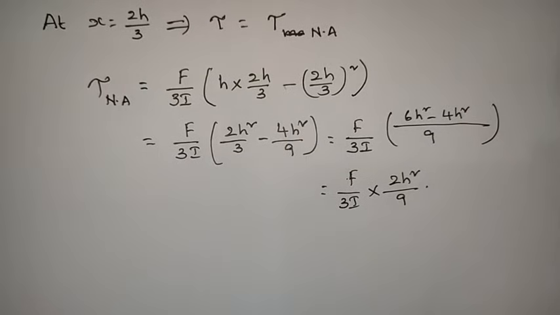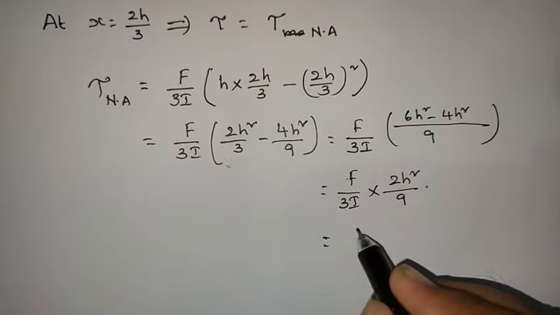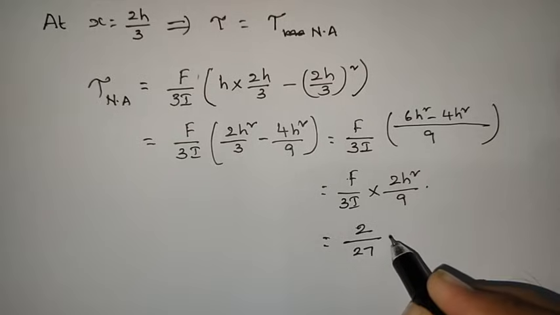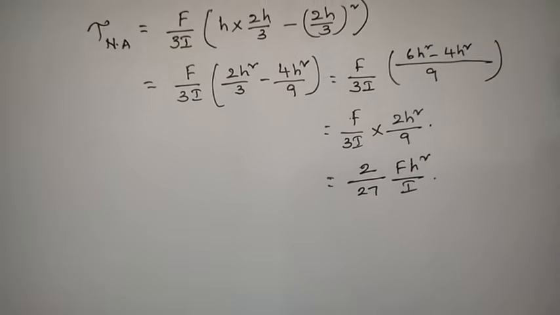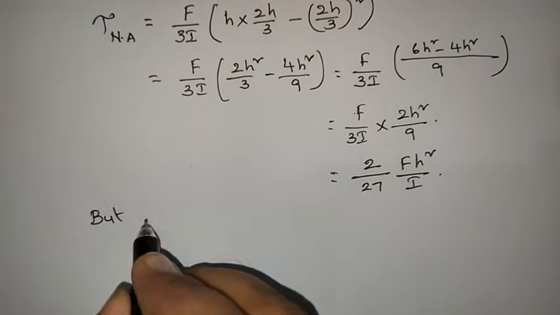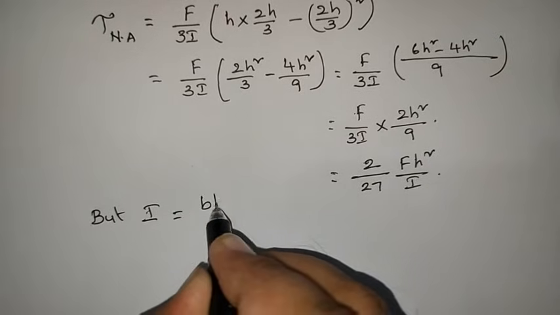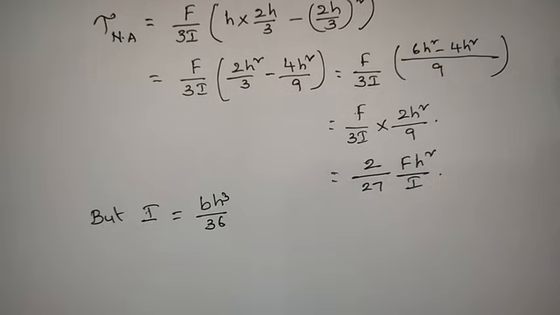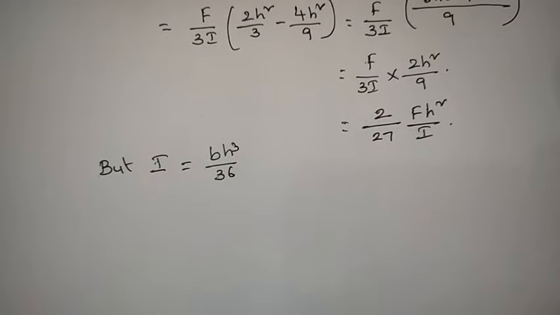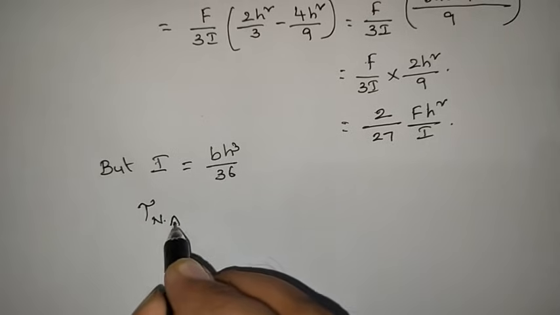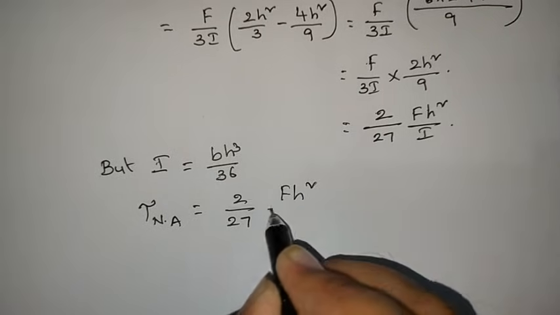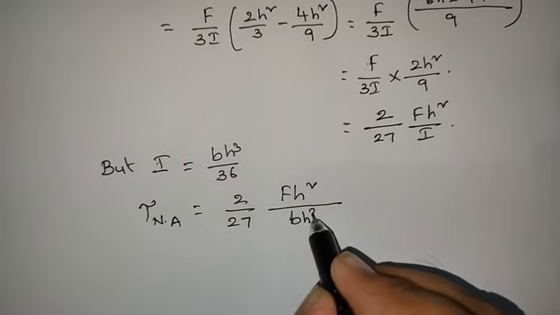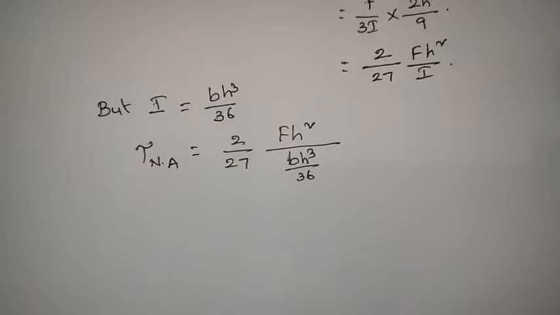So that is equal to 2 by 27 into Fh square by I. But what is the moment of inertia of a triangle? That is equal to bh cube by 36 with respect to the neutral axis. Now substitute that also. So tau at neutral axis is equal to 2 by 27 into Fh square by I, where I value is bh cube by 36.